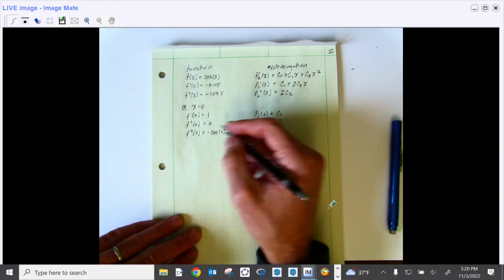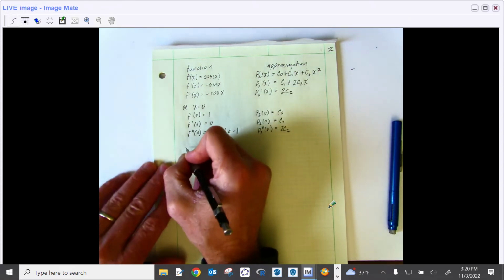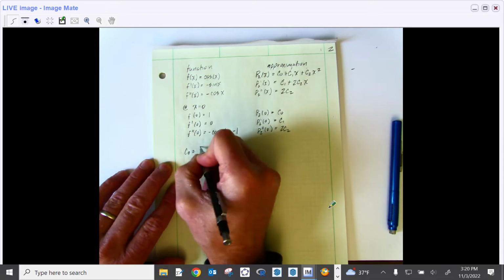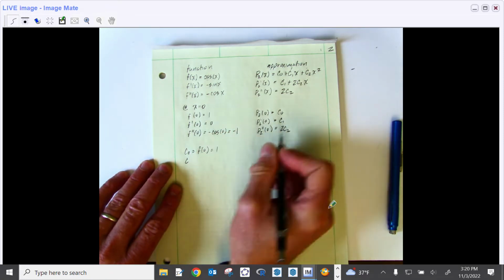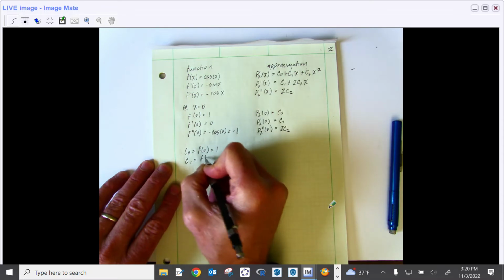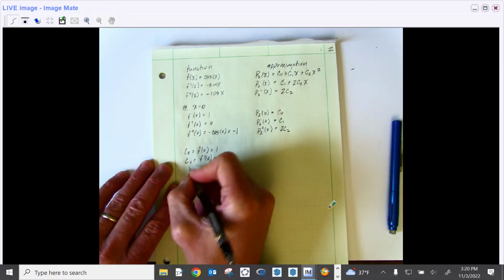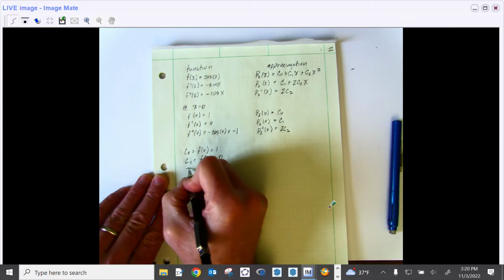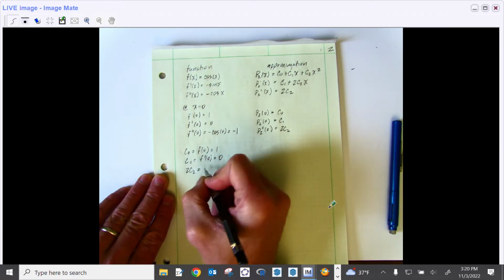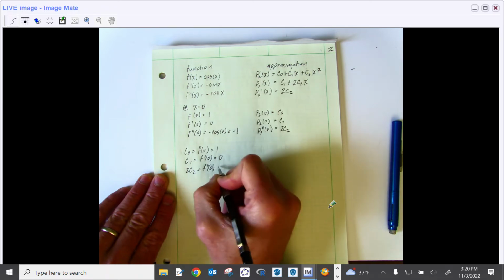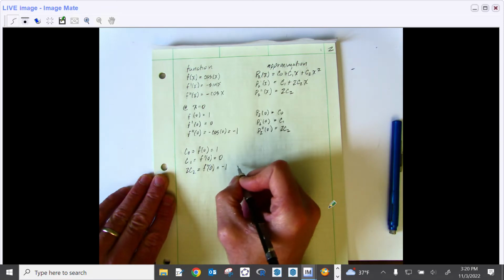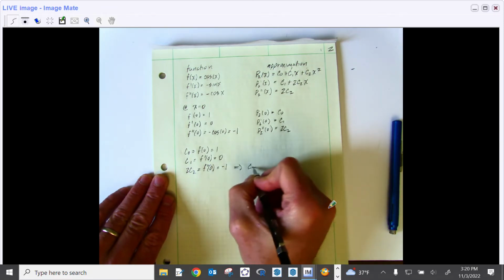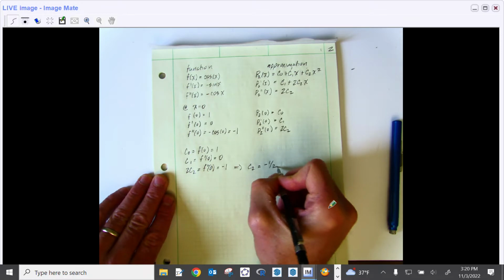And just equating these things, I can see that, again, C0 is equal to F of 0, which is 1. C1 is equal to F prime of 0, which is 0. And 2C2 is equal to F double prime of 0, which is equal to negative 1. And so what does that tell us? That tells us that C2 is equal to negative 1/2.